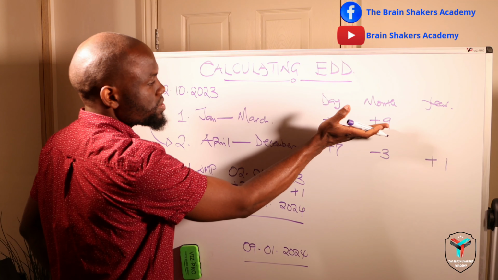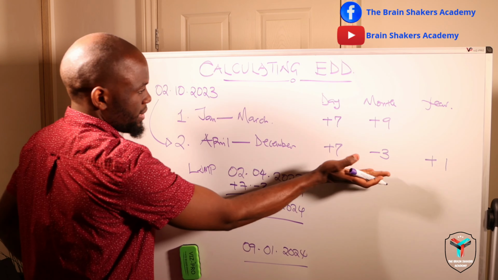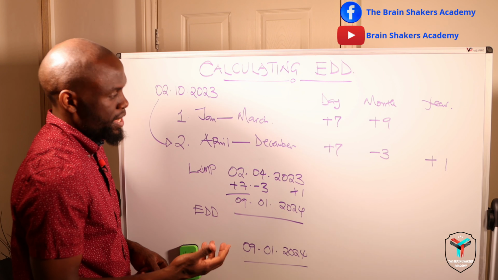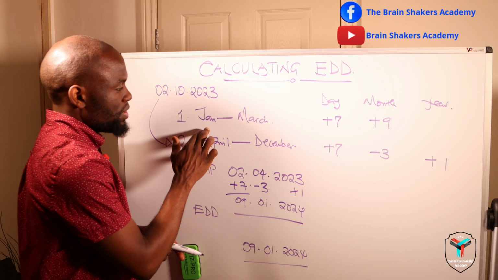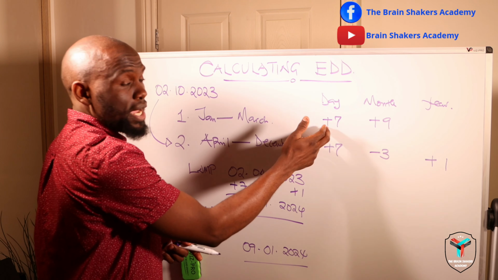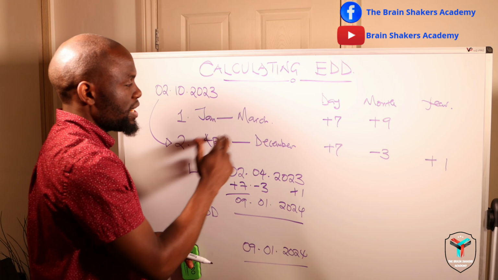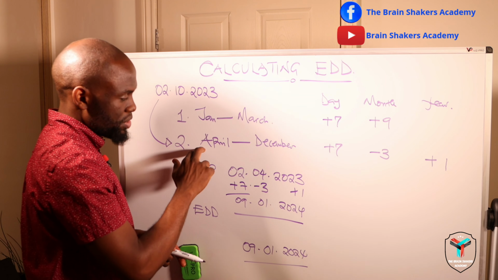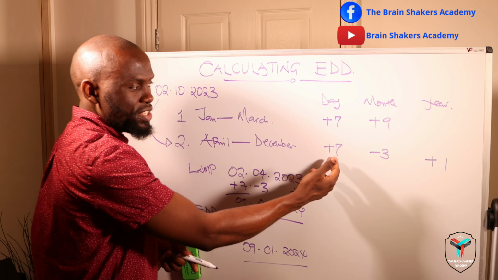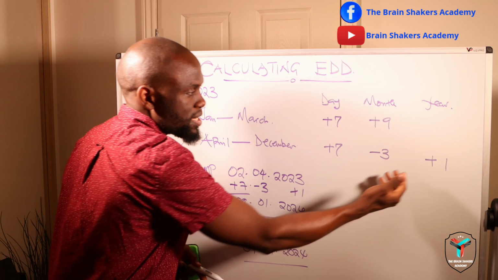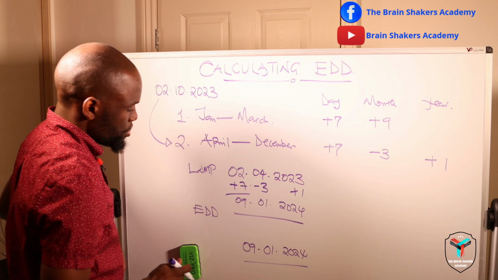That is, you can use this one and this part also of the formula to come up with the expected date of delivery. But it is much easier when you have a January to a March to just add a 7 to the days and a 9 to the months. And when you have something that is more than 3, which is April to December, then you just add a 7 to the days and deduct a 3 from the months, then you add a 1 to the year.